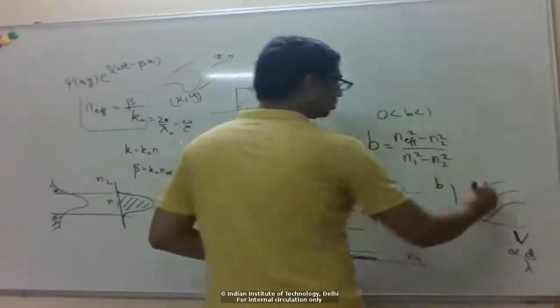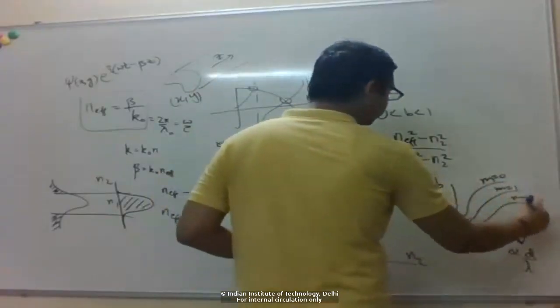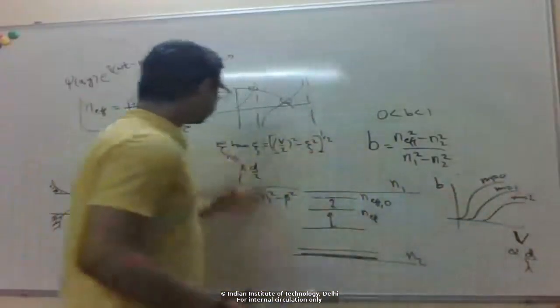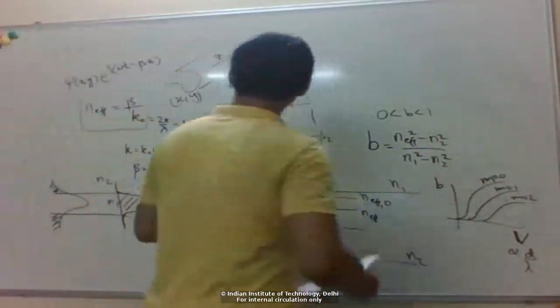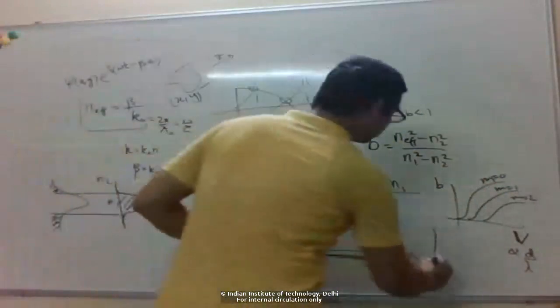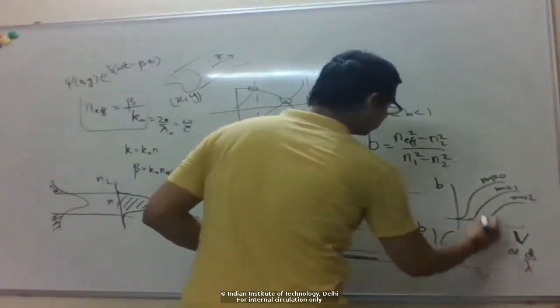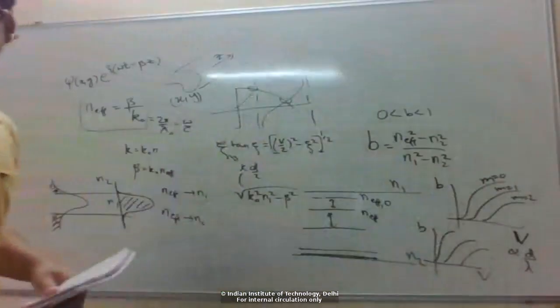For example, this n equal to 0, n equal to 1, n equal to 2. The shape of these curves will depend on the refractive index profile. For step index, I'll get some set of curves. If I go to a parabolic medium, these curves will look different. So the shape of these curves depends on the refractive index profile.